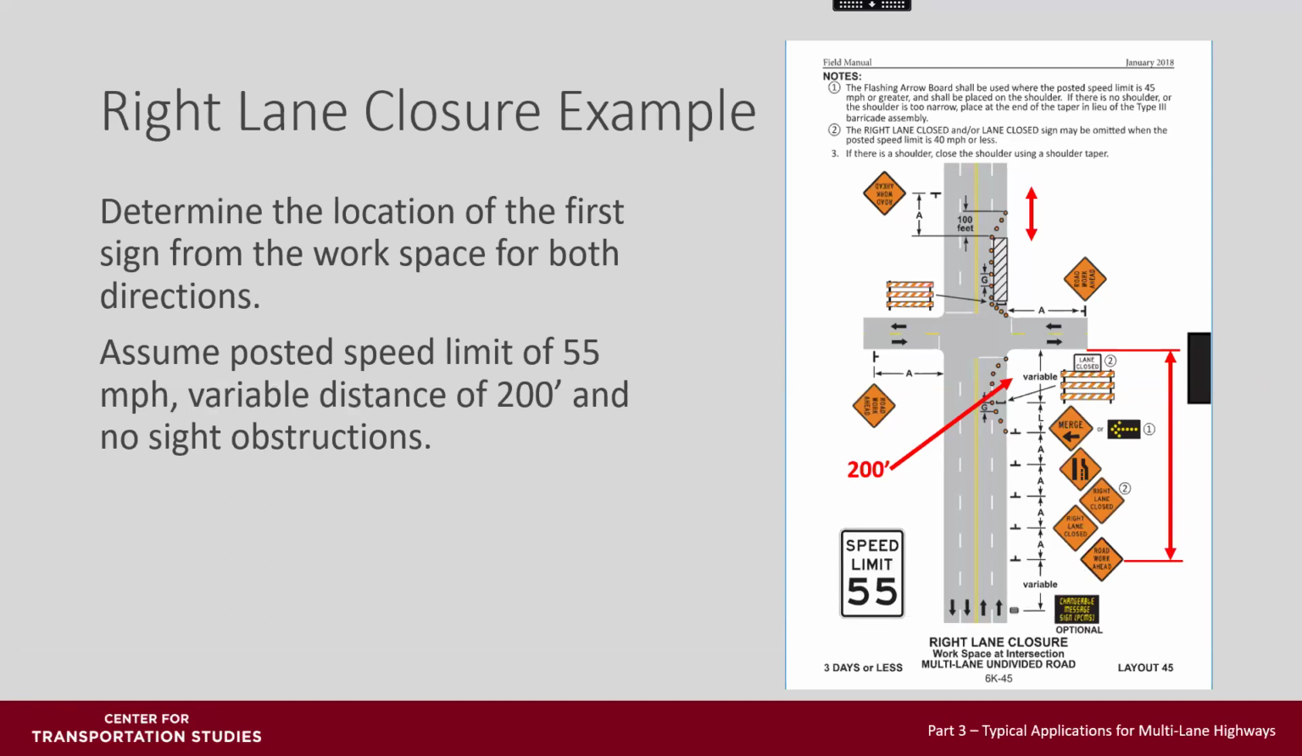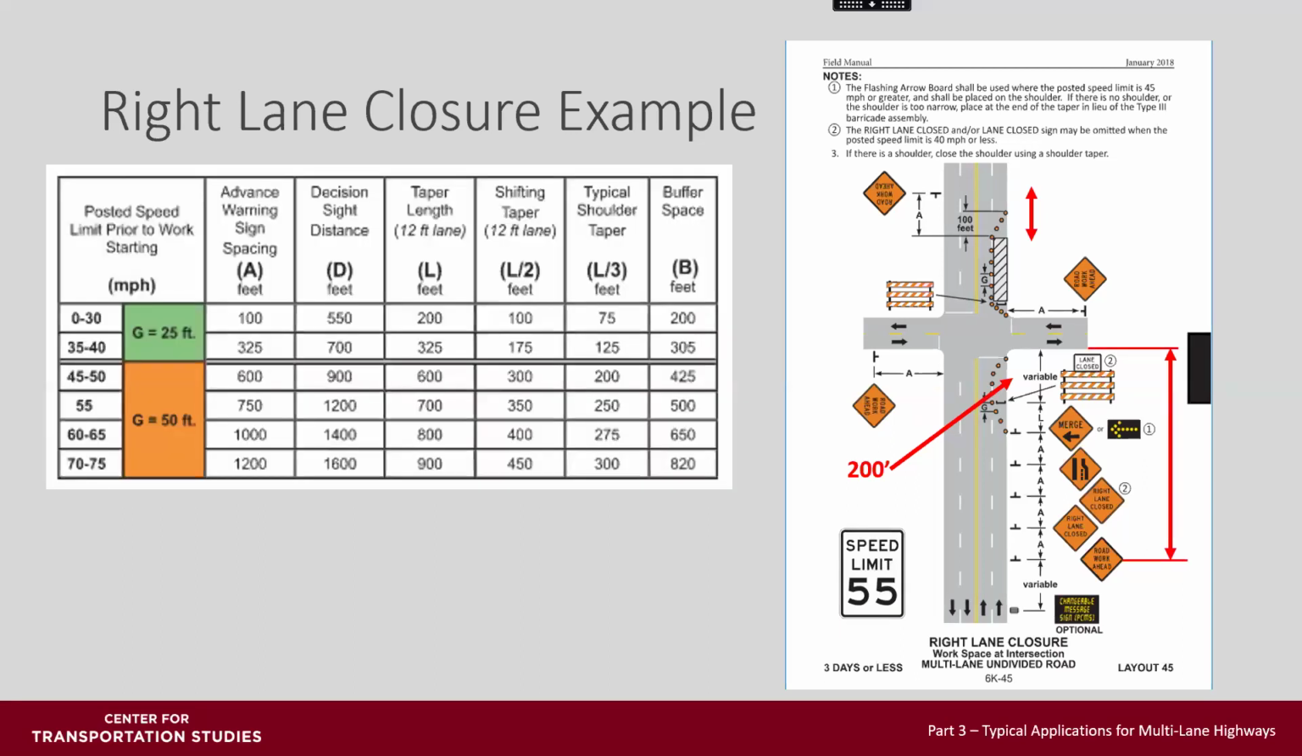Let's recall from part 1 of this training that devices are installed in the order in which drivers will see them. That makes it necessary to determine the location of the first signs from both directions of travel. For this example, you will assume a posted speed limit of 55 miles an hour. The variable distance in advance of the intersection will be 200 feet, and there are no site restrictions requiring adjustment of the device locations. The distance charts can be found in the back cover of the field manual. For this example, the warning sign spacing is 750 feet.